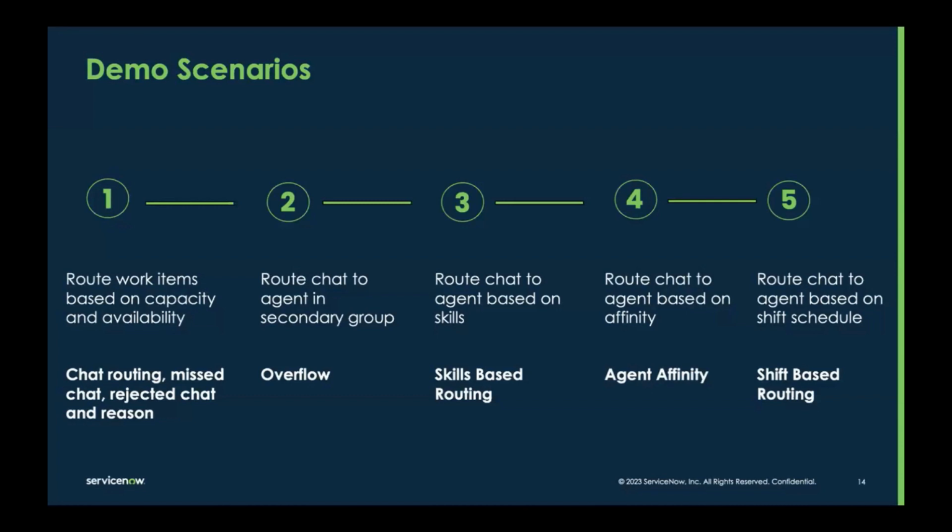Our fourth demo is going to be around agent affinity, where we will look at the incoming work item itself, try to find agents who have affinity towards this incoming work item and prioritize those agents. And finally, during the fifth, we will look at shift-based routing. All of my demos today would be based on out-of-the-box settings and minor configurations.